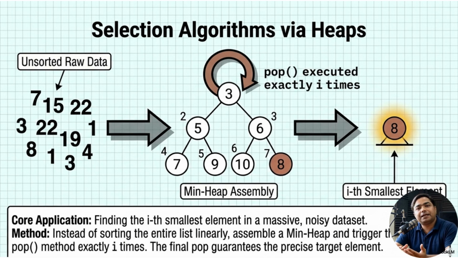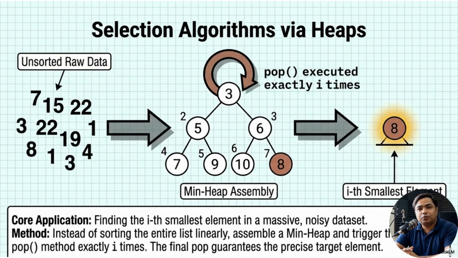First, we assemble the data into a min-heap. After that, the smallest element is at the root. If we call pop once, we get the first smallest element. If we call pop twice, we get the second smallest element. If we call pop I times, the final pop value is the ith smallest element. This is the main idea shown in the slide. For example, if we want the eighth smallest element, we pop from the min heap exactly 8 times. The eighth pop gives us the answer.